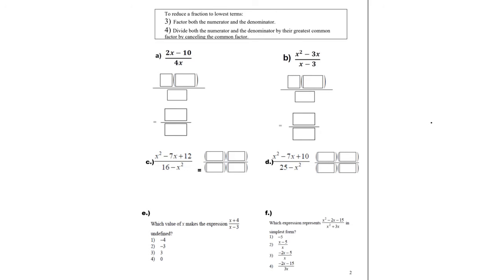To reduce a fraction to lowest terms, factor both the numerator and the denominator. I don't know why that says 3 and 4. It should still say 1 and 2. And then divide both the numerator and the denominator by the greatest common factor, canceling the common factors.